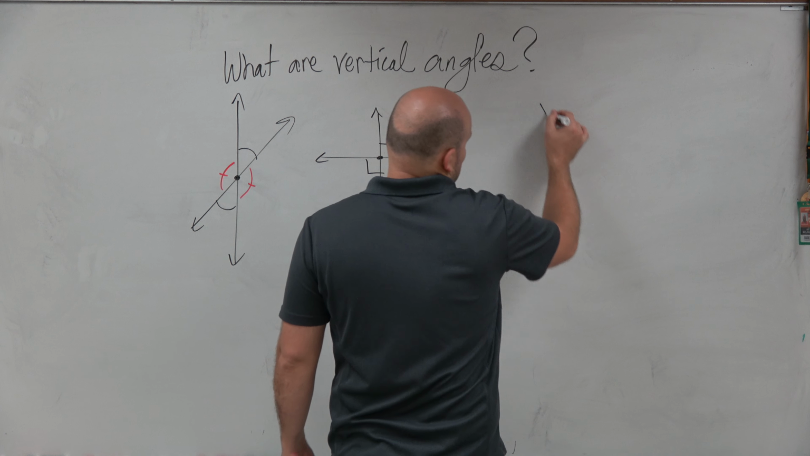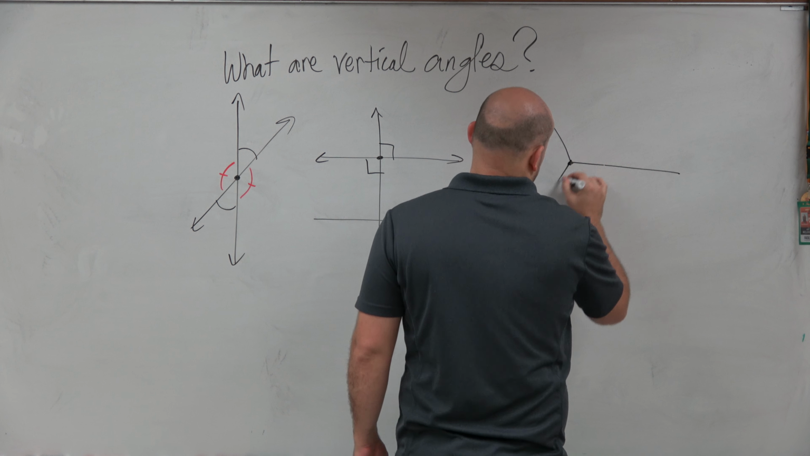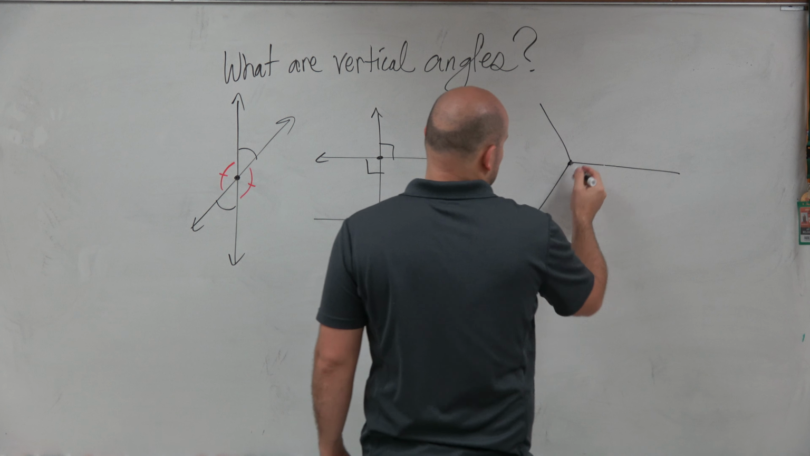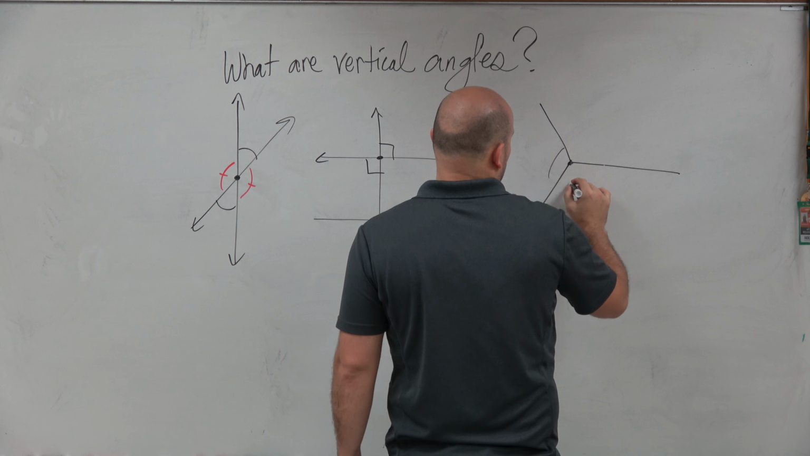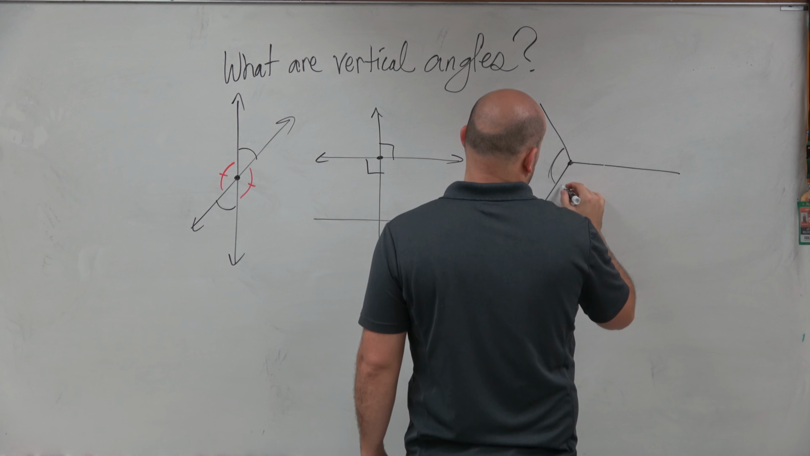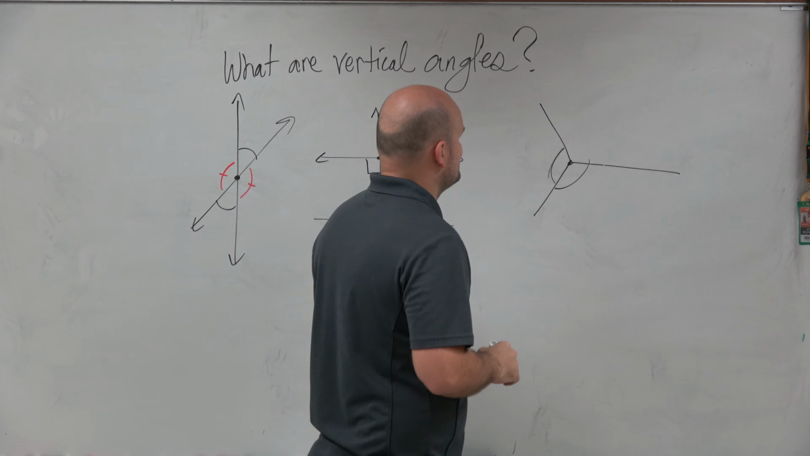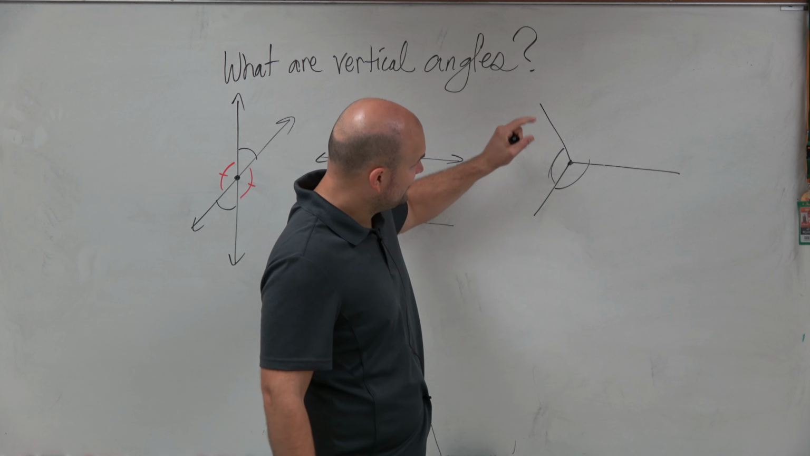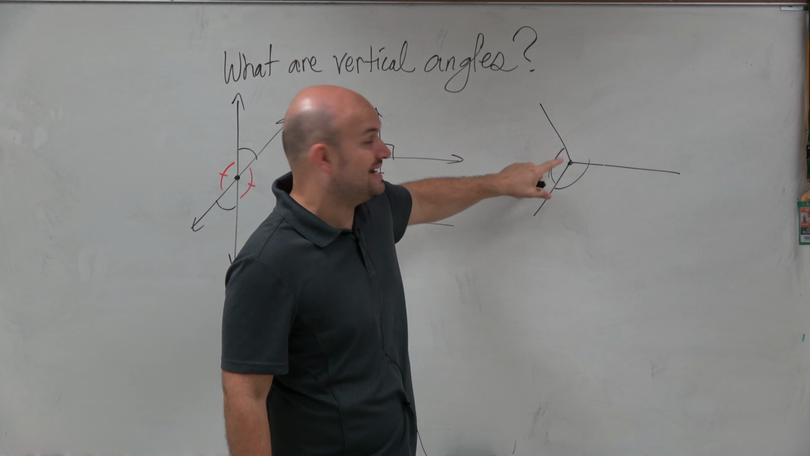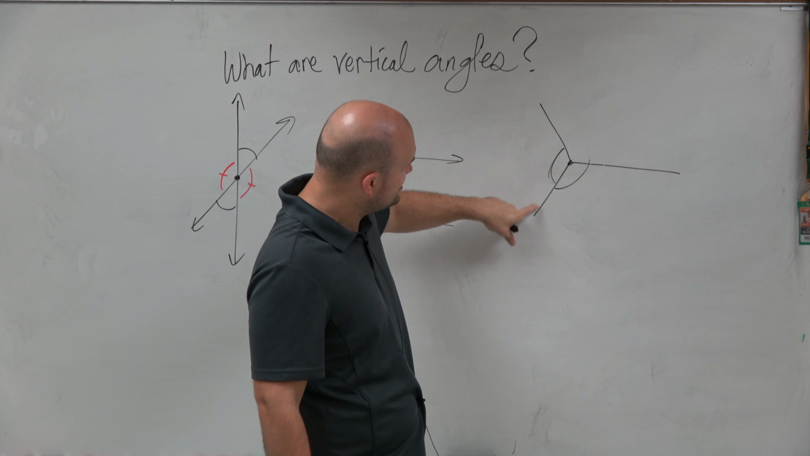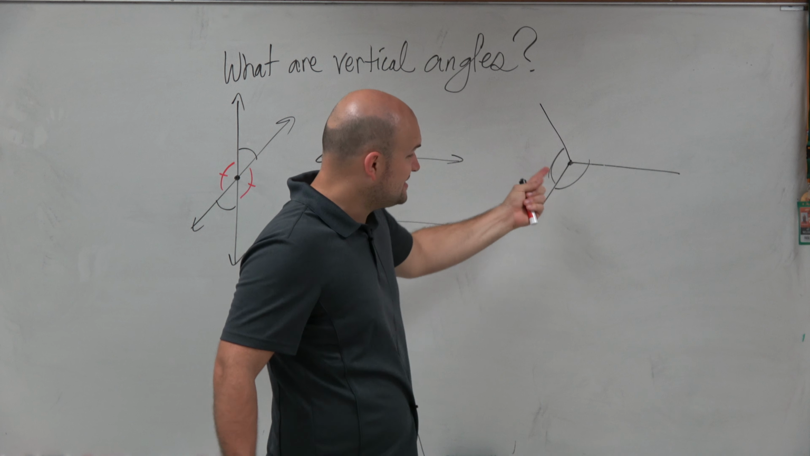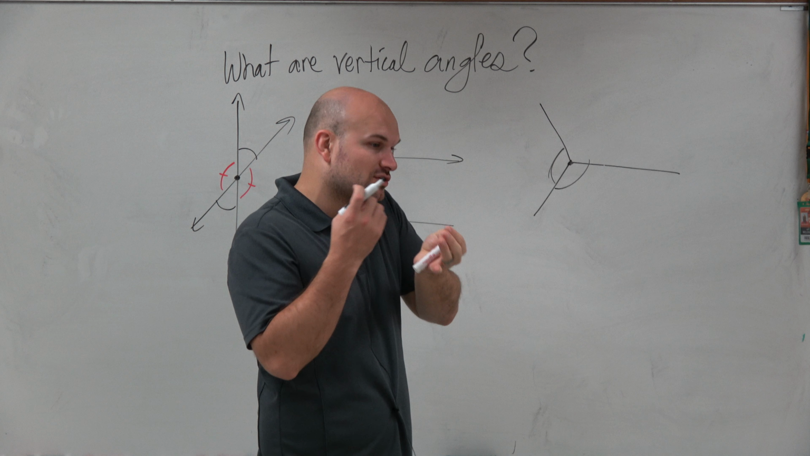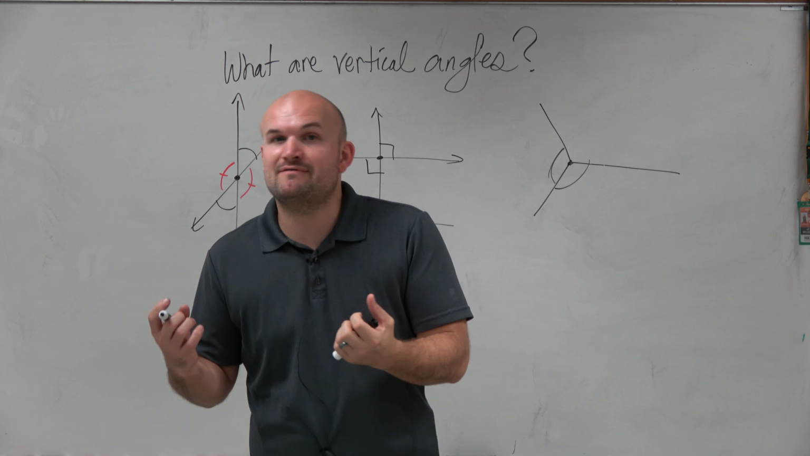Another misconception we sometimes get is something like this. Students will look at this and say, oh, these look like vertical angles, or maybe something like that. Well, no. First of all, these aren't vertical angles. There are no intersecting lines. These are all line segments, and you can see that these share a side. Since they share a side, they're not vertical angles. Vertical angles only occur when we have intersecting lines.